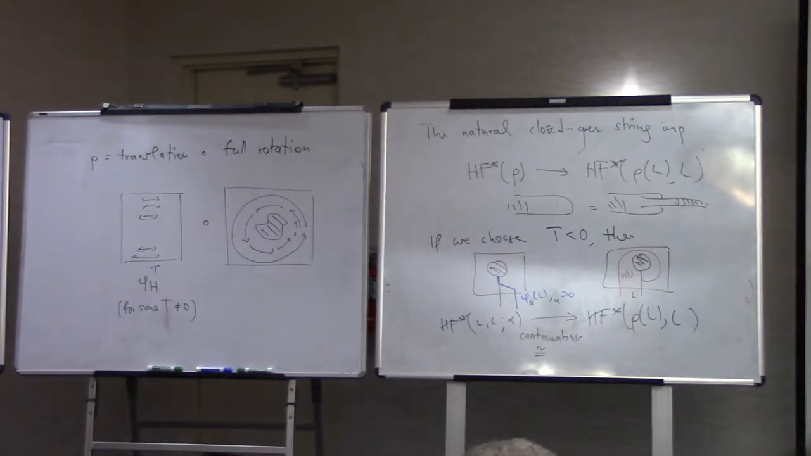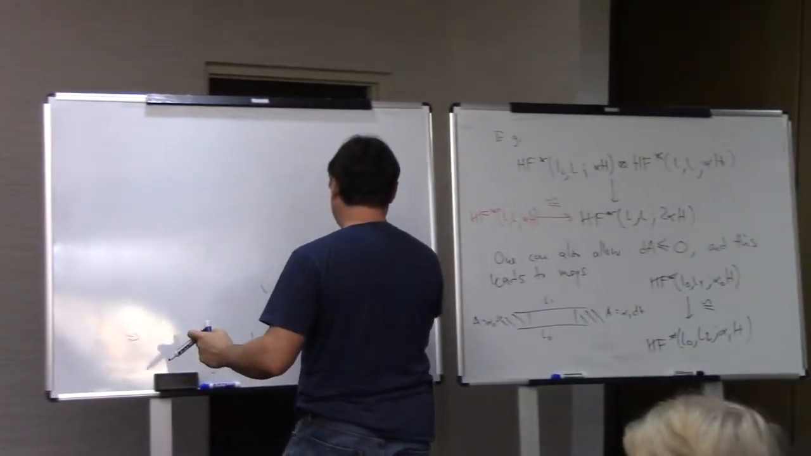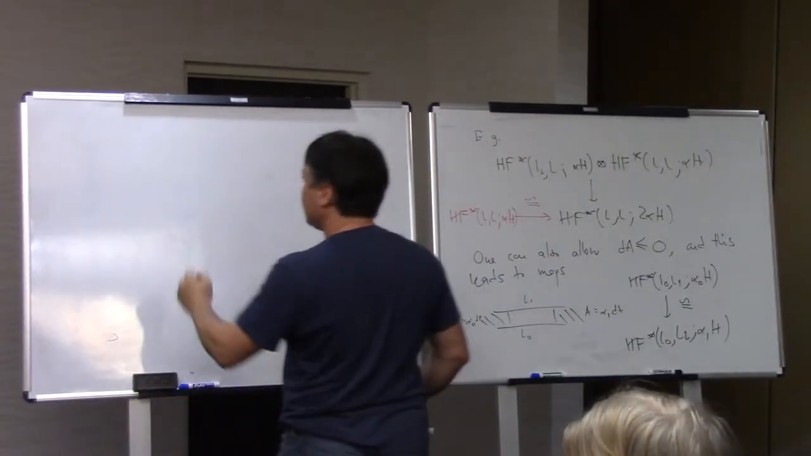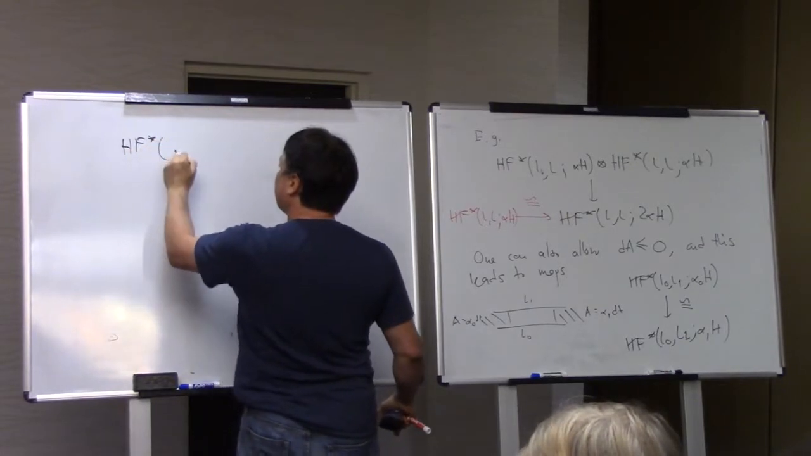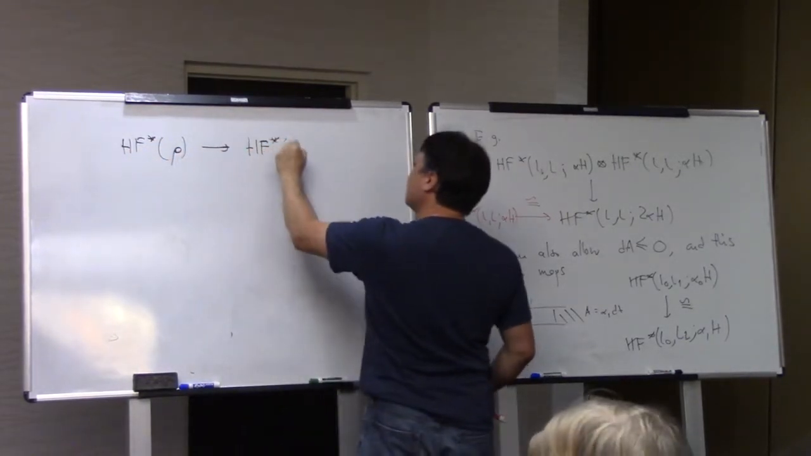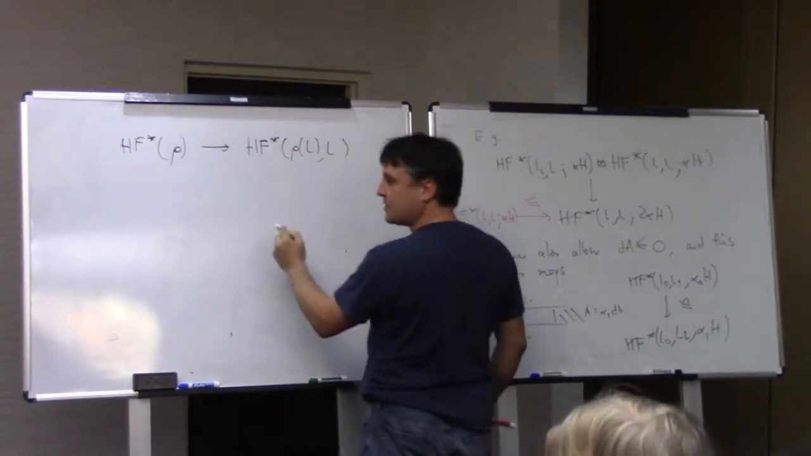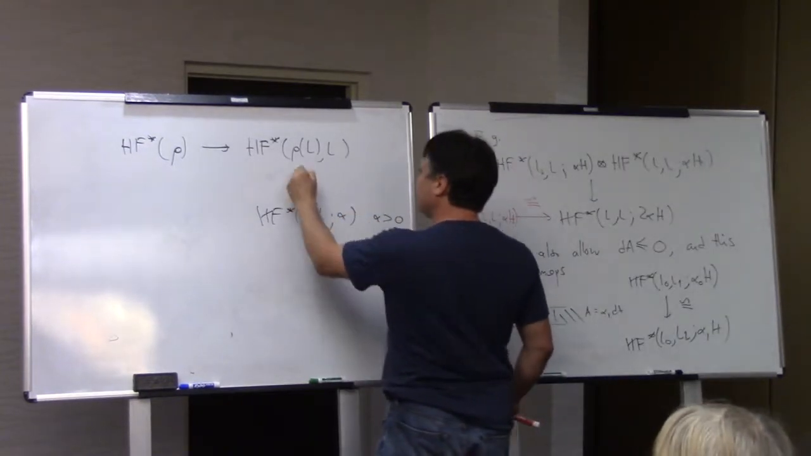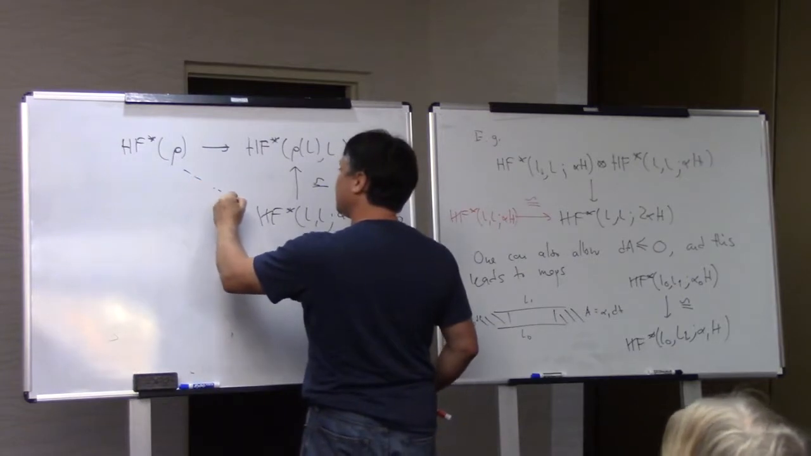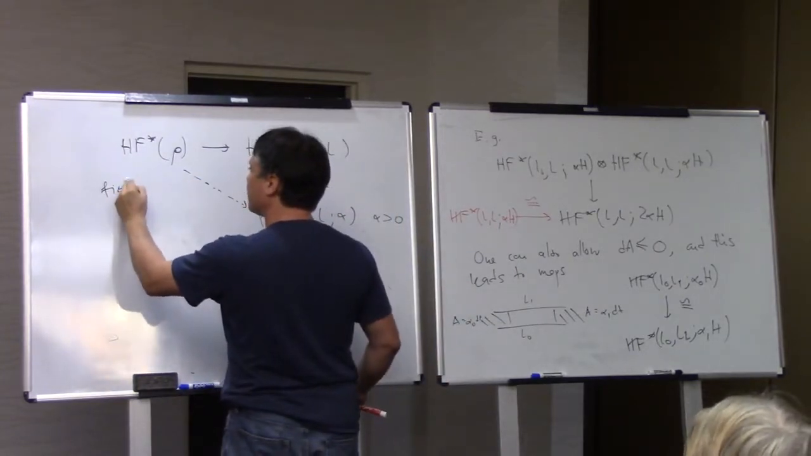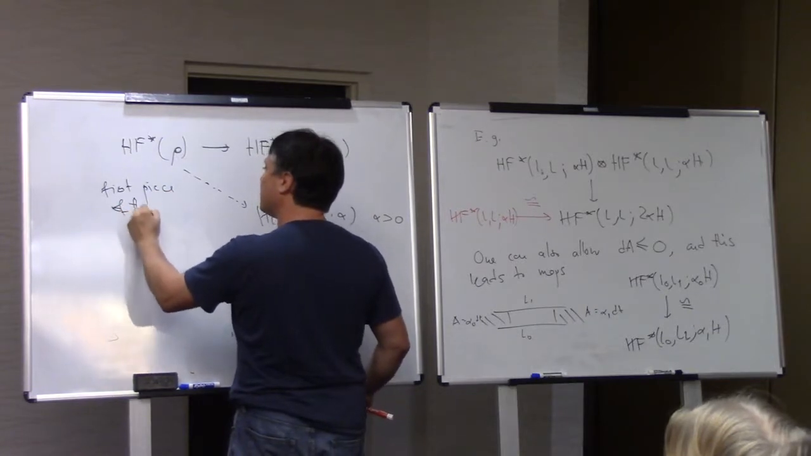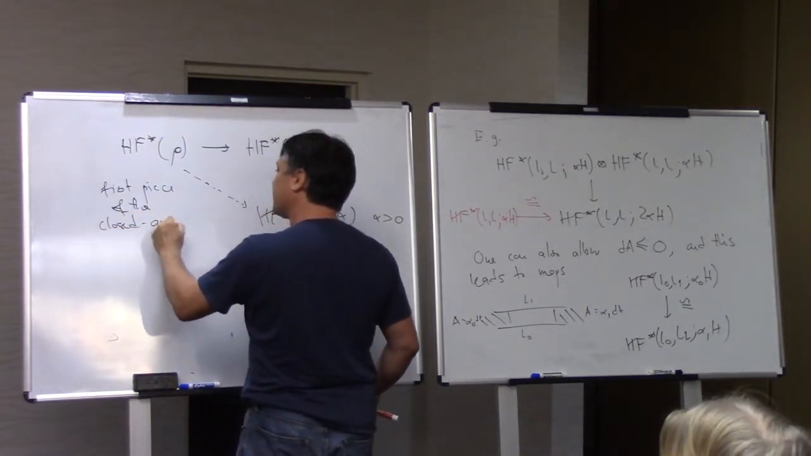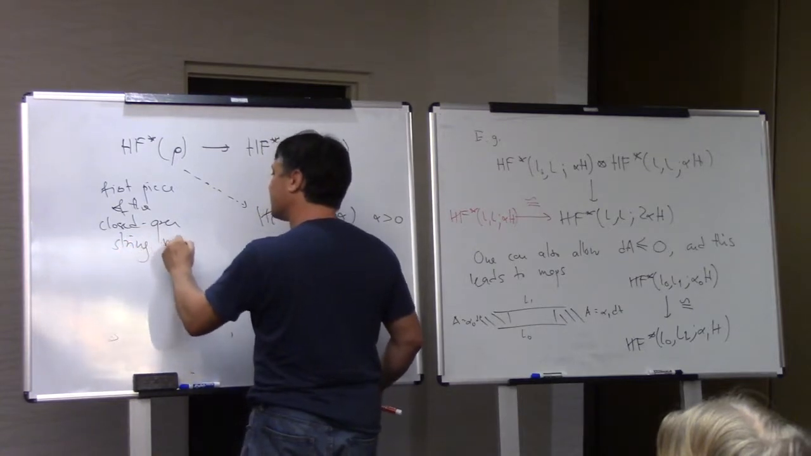So to get the actual closed-open map for the category, you do something like this: you have the Floer cohomology of rho, it goes to the Floer cohomology of rho of L, comma L. And then there's this one here, which is the actual morphism space. There's a map here, it's an isomorphism, and okay, so this is the first piece of the closed-open string.